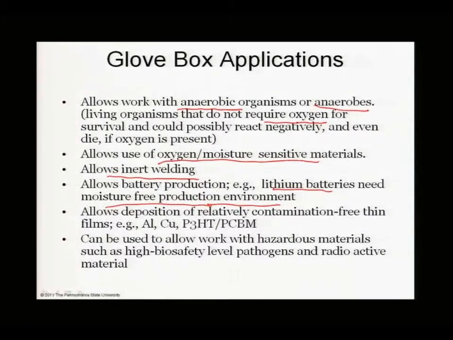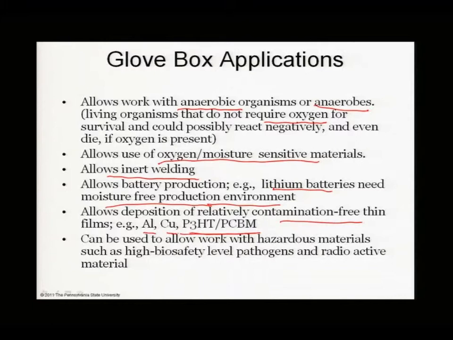And you can deposit films in a glove box. There's no reason why you can't put an evaporator or some sort of a deposition system in a glove box. And then you can produce very clean, very contamination-free films of aluminum, copper, all kinds of organics, P3HT, PCBM, which is an organic used in photovoltaics. So you can produce lots of materials inside a glove box.